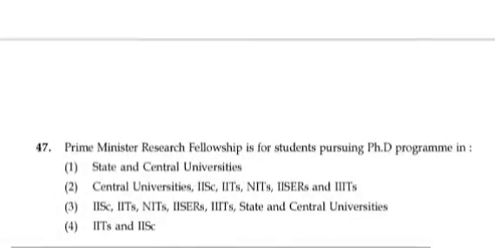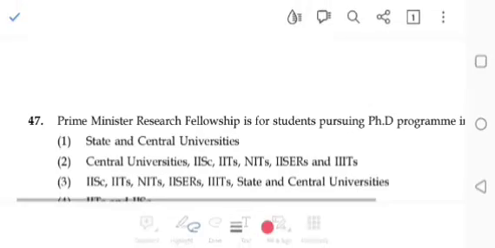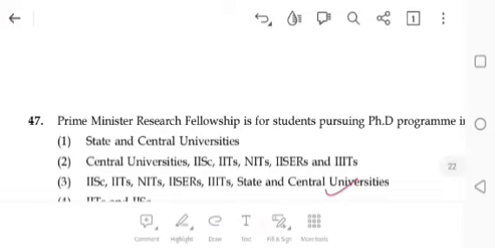Question 47: The Prime Minister Research Fellowship is for students pursuing a PhD program in what? State and central universities, IISc, IITs, NITs, IISERs and IIITs. So option 3 is IISc, IITs, NITs, IISERs, IIITs, state and central universities, and option 4 is IITs and IISc. So for 47, the correct option will be number 4, IITs and IISc.